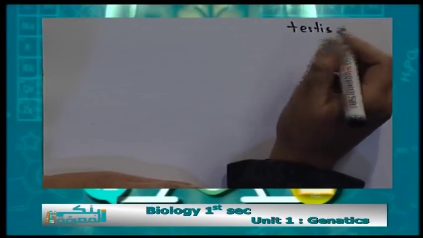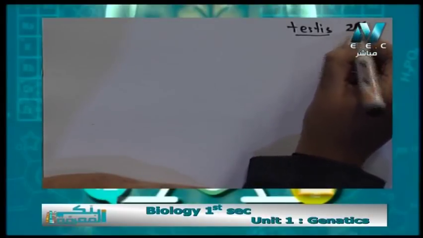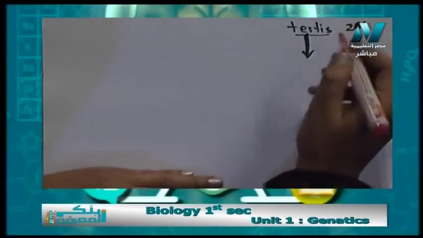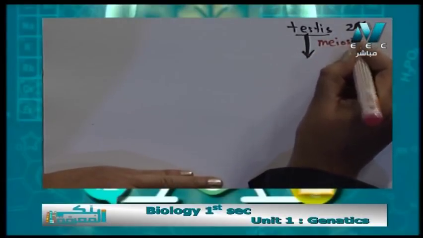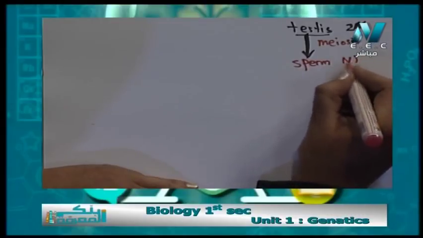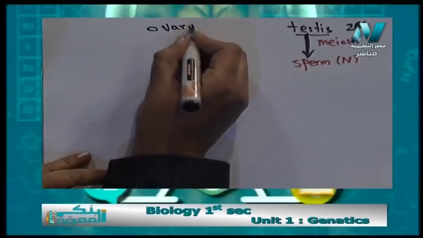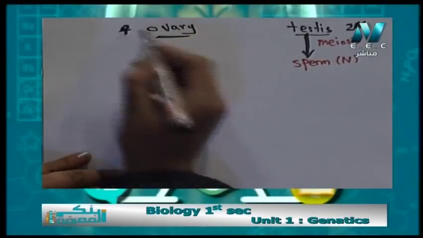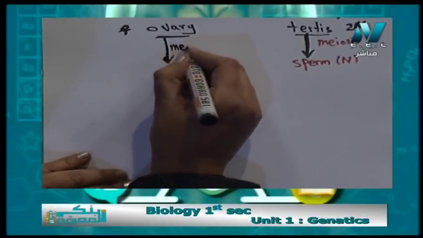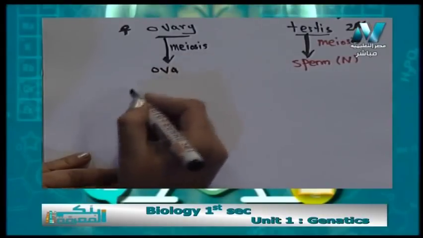Testes is a reproductive organ which contains 2n, that means it's body cell, somatic cell. By meiosis, testes produce sperm, haploid number, half number. On another side, ovary, the reproductive organ in the female. By meiosis, the number of chromosomes changes into half in ova or egg cell, n.